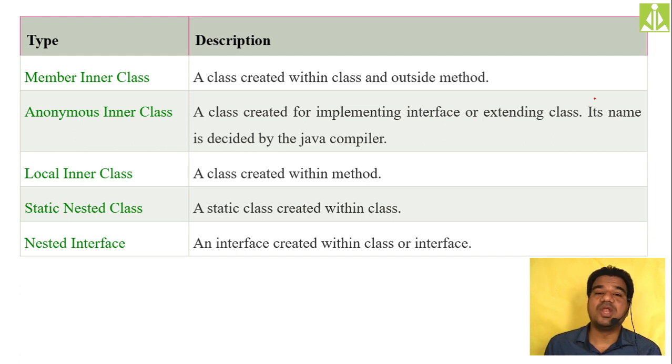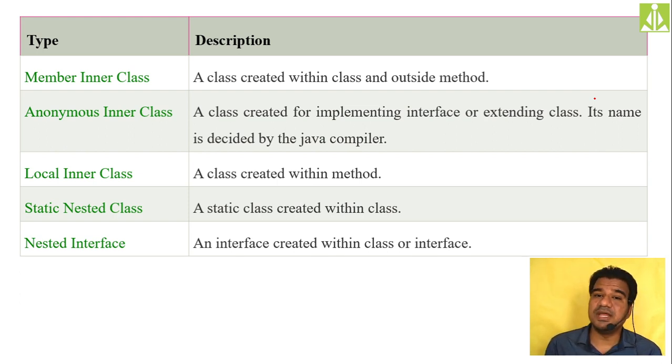Then local inner classes: within a class, within the method. These nested classes go within a class and within a method. Such classes we call local inner classes. Then static nested classes, which I have already told you about: a static class created within a class we call a static nested class. So these four types we need to discuss.